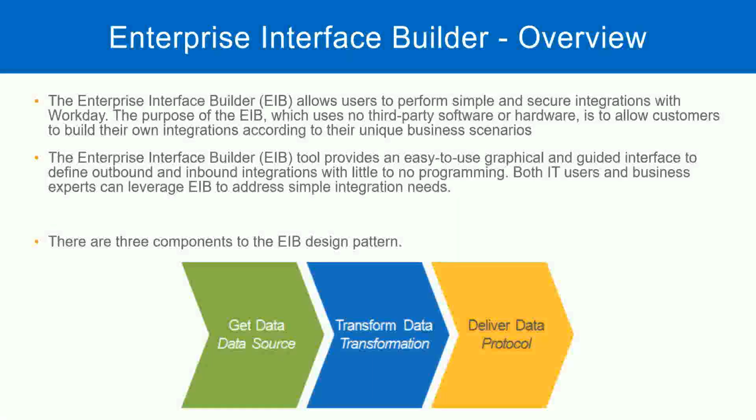When we create an integration using EIB, we will see these 3 steps there as well. Get data, transform data, deliver data. These are the 3 components in an EIB design pattern. So what we are going to do is configure these 3 steps. Get data: where are we going to get the data from? That is something we have to configure. Do we need transformation? If yes, configure that. If no, leave it blank. And then deliver the data: how are we going to send the data to an external system? We have to configure that as well. Once we do these 3 steps, our EIB is ready. We are going to start exchanging information from Workday with an external system.